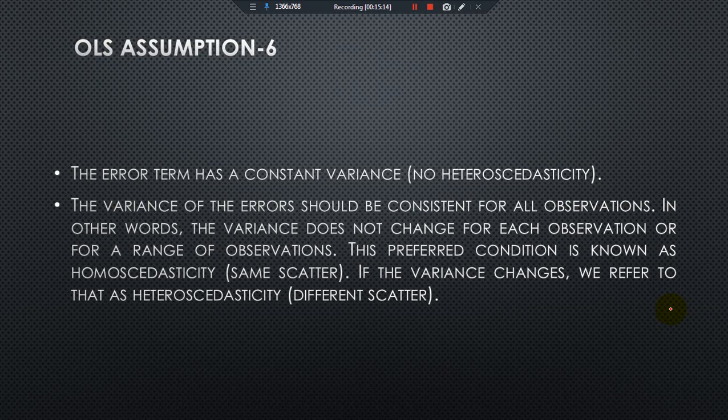autocorrelation and homoscedasticity are both about the error. When we have these two assumptions, no autocorrelation and homoscedasticity, we can call it independent and identically distributed. So our error is a spherical error.